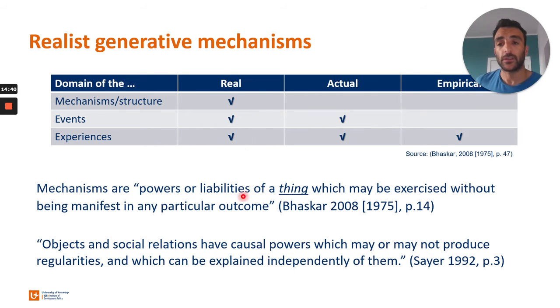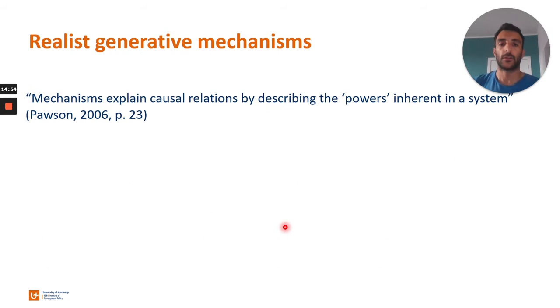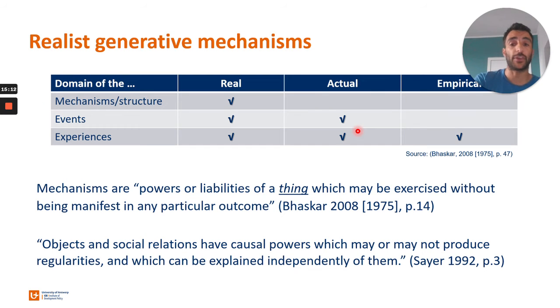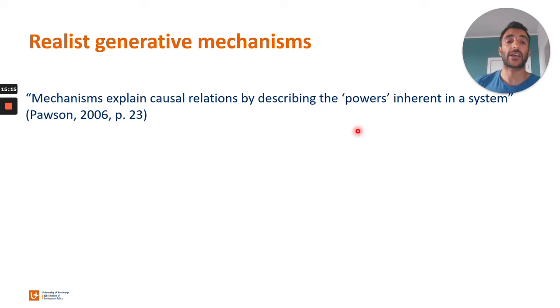And so these are two definitions, basically, of what mechanisms are. And again, I emphasize the importance of this thing here, right? Other definitions. Mechanisms explain causal relations by describing the powers inherent in a system. So here again we have powers inherent in a system. Interesting. We talk about a system now, right? We came from a thing to objects and social relations, and now we talk about inherent in a system. Okay.